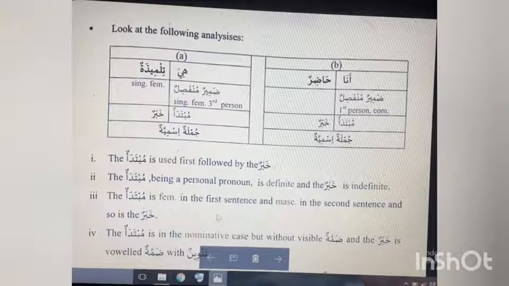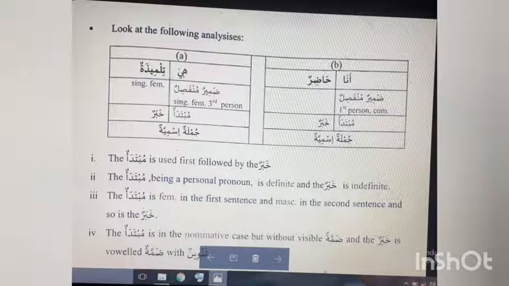Now look at the following analysis. When I say "ana hazirun", we have two examples, two sentences in box A and box B. In box A, I wrote here "tilmizatun". In box B, it is "ana hazirun". So here "tilmizatun" means she is a female student.